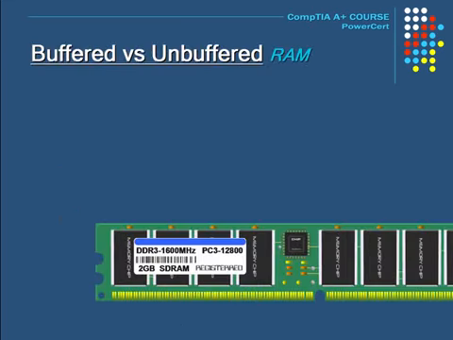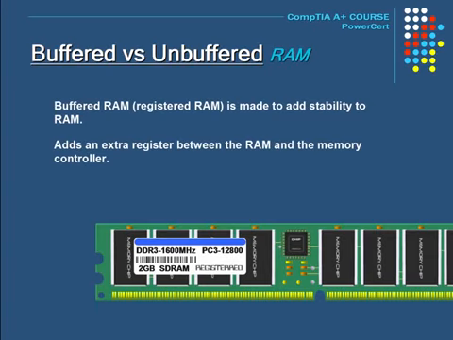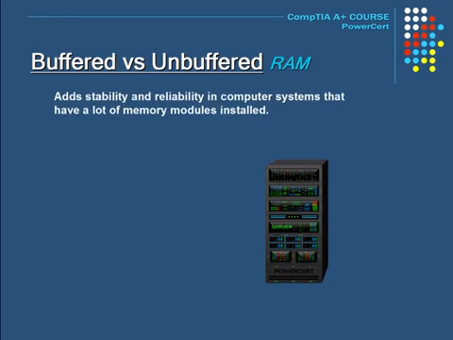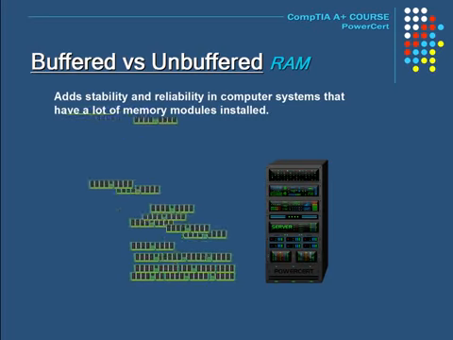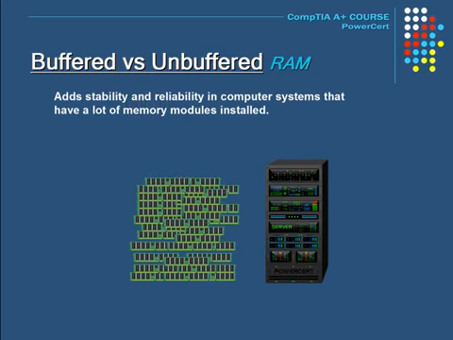And there is also buffered and unbuffered RAM. Now buffered RAM, which is also called registered RAM, is made to add stability to RAM. Buffered RAM adds an extra register between the RAM and the memory controller. It stores, or buffers, data before it gets sent to the CPU. This is what adds stability and reliability in computer systems that have a lot of memory modules installed. So it's basically used to lessen the electrical load on your memory controller that's produced when you use a lot of memory modules, for example, in servers.